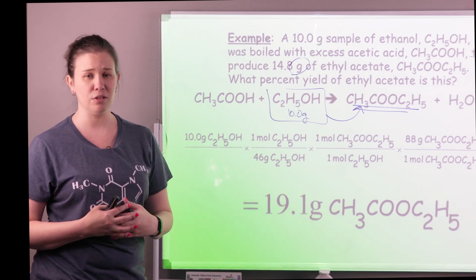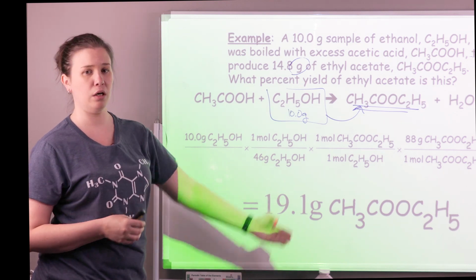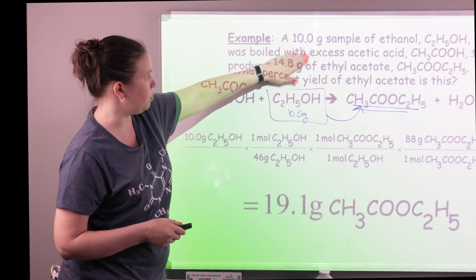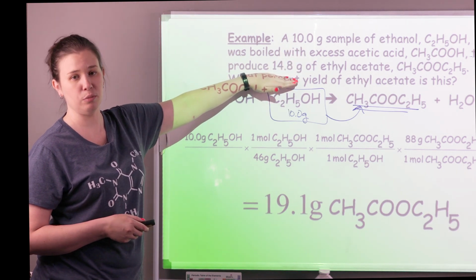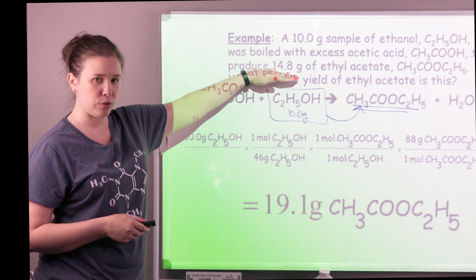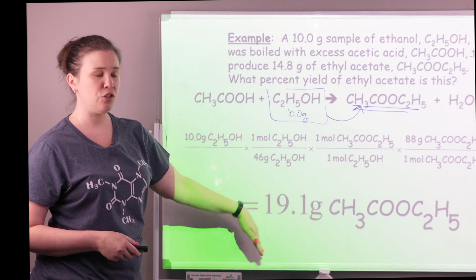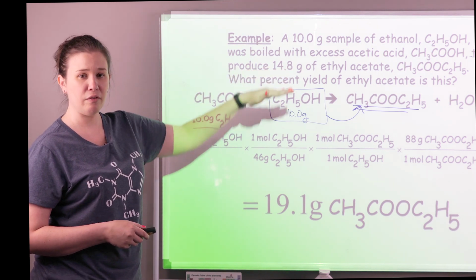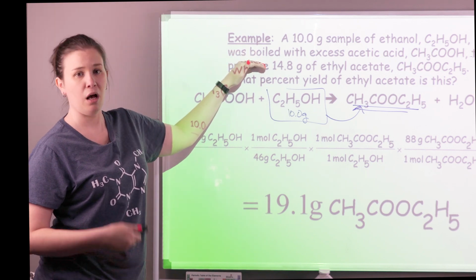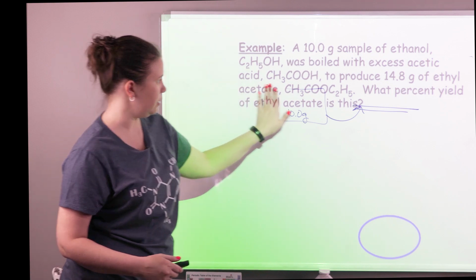Usually not. Usually there's some kind of source of error. There's something that stops this reaction from being 100% effective. As a matter of fact, instead of getting 19.1 grams, we only got 14.8 grams. So now our next job is to compare that 14.8 grams to the 19.1 grams. We want to find the percentage of how much stuff we got out of the whole thing we were supposed to get. So we're going to put our 14.8 on the top and our 19.1 on the bottom. So it looks something like this.